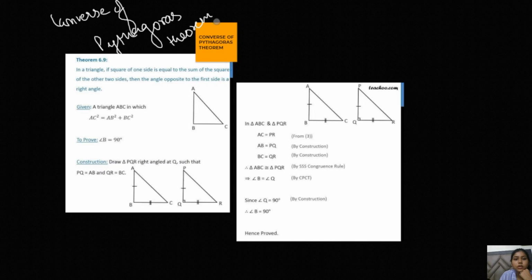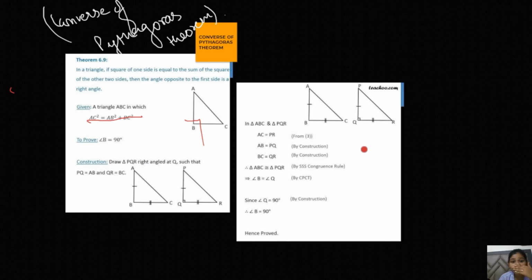In this theorem, this equation is already given, right? And we have to prove that this particular triangle has a 90-degree angle, or a right angle. So we will draw a similar triangle such that PQ is equal to AB and QR is equal to BC. So in triangles ABC and PQR, both of these sides are equal by construction, and AC and PR are also equal, right?